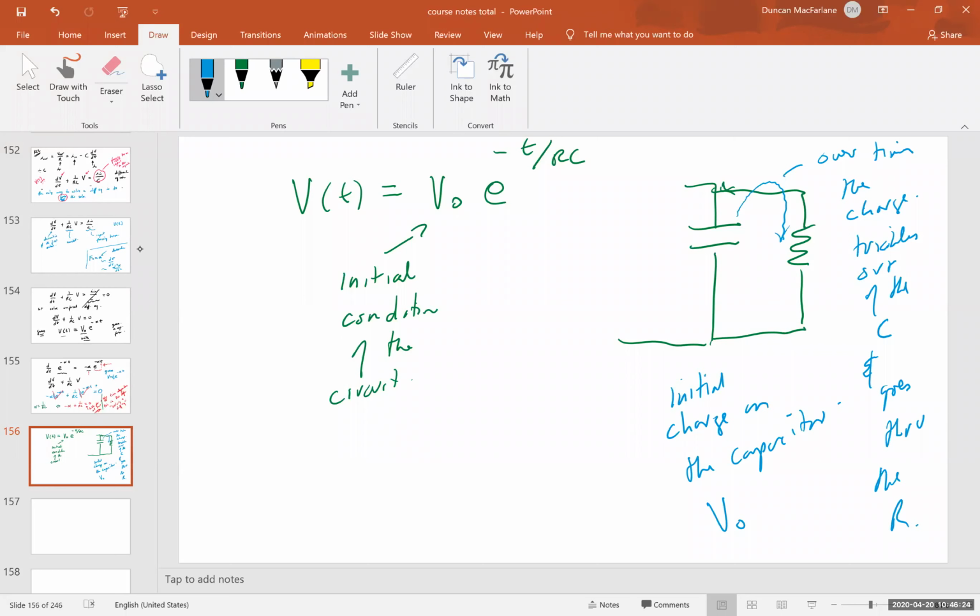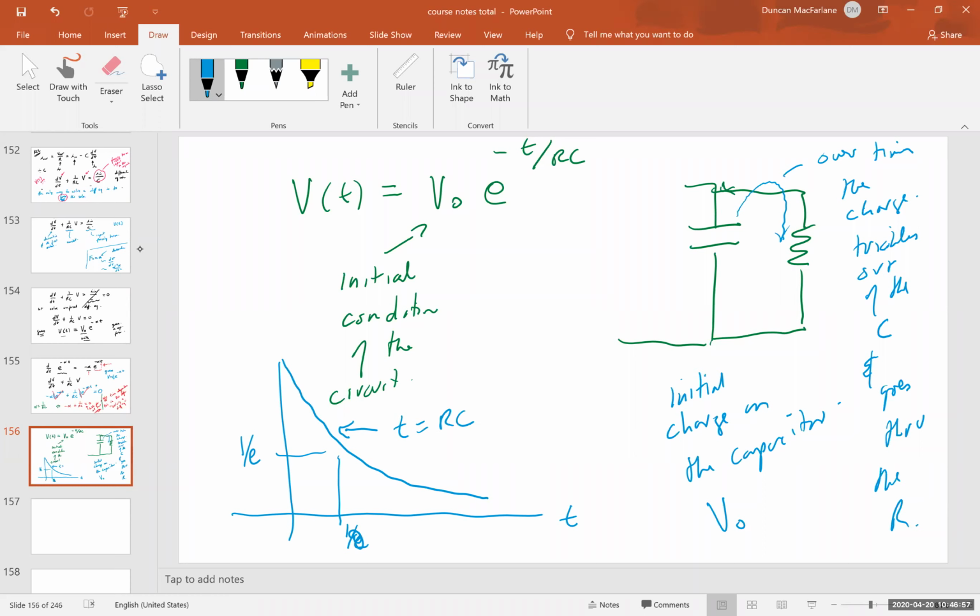So this initial condition, the one that we use to set the voltage, comes from the initial charge on the capacitor. It trickles out. So over time, I've got a nice decaying exponential, and the 1 over e point is at t equals RC.